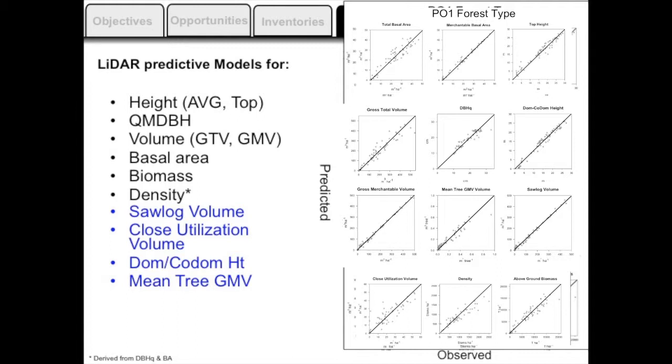Here we have gross merchantable volume, mean tree gross merchantable volume, sawlog volume, that close utilization volume, density working reasonably well, which is one that this approach typically doesn't do a very good job at in terms of predicting the number of trees. And then finally, the one that has some issues and a little bit of bias is total above ground biomass. So that's for one of the 9 sets of models we built on the HRST forest. And here's poplars, another example, with similar trends of doing a good job with these models.